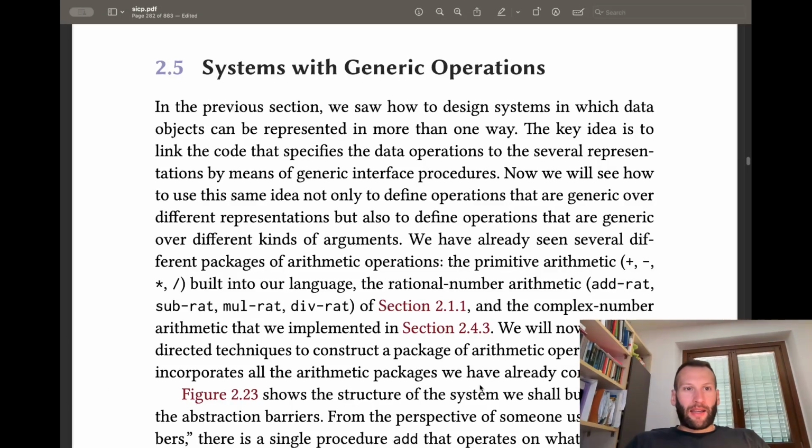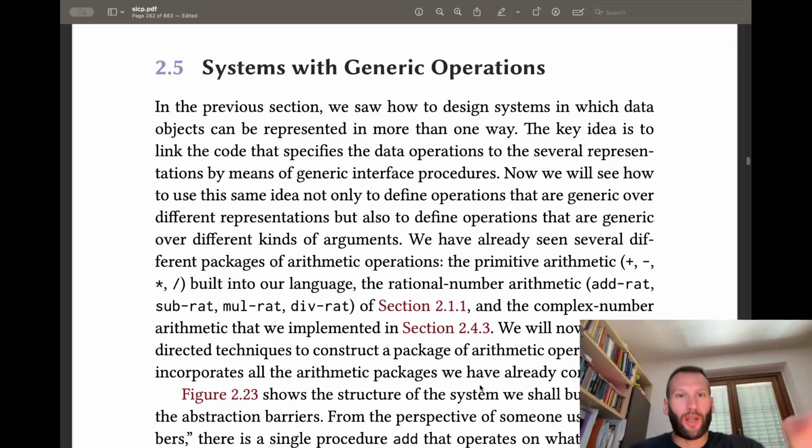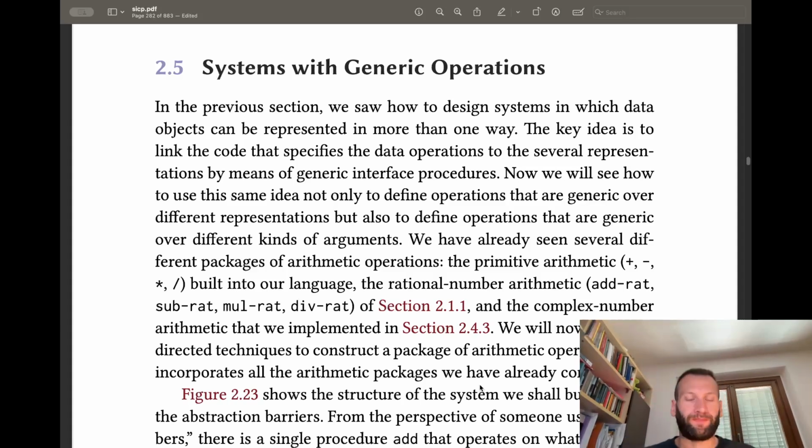And we are back, and we are so back with systems with generic operations.